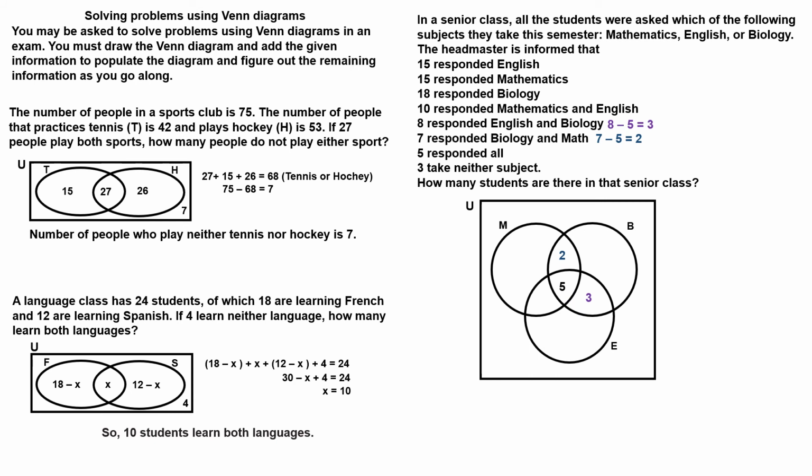There are 10 students who are taking math and English. And of those 10, 5 are also taking biology. So there are 10 minus 5 who are taking math and English.